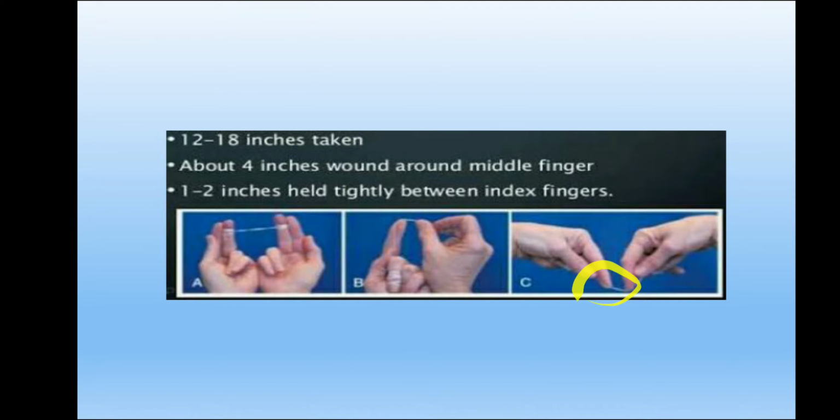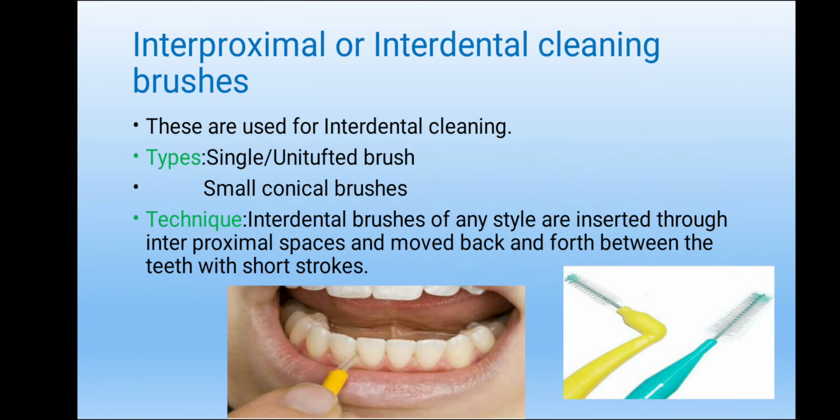1 to 2 inches is held between the index fingers, which is passed between the contact areas to remove the plaque which has accumulated, using back and forth motion. Interproximal or interdental cleaning brushes. They are used for interdental cleaning. Types: single or uni-tufted brush, small or conical brush. Technique: an interdental brush of any style is inserted through the interproximal spaces and moved back and forth between the teeth with short strokes to remove the plaque.